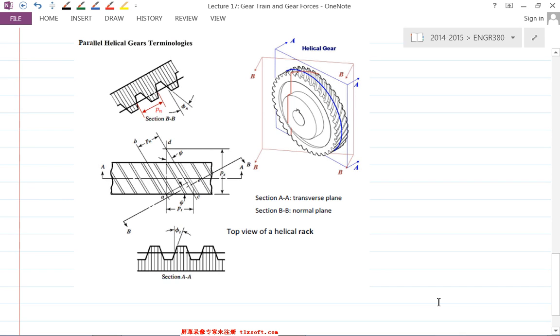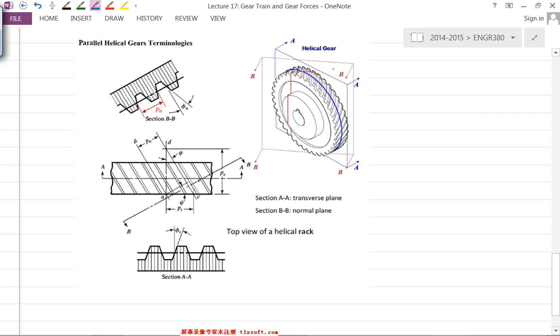Helical gear is different, obviously, because the teeth are not straight, they're inclined, right? Now, what's the nature of this helical gear? There are slightly different terminologies in terms of helical gear here, and I'll just quickly go through these. Here they use a diagram called a helical rack. The teeth here are inclined, but there's no curvature.